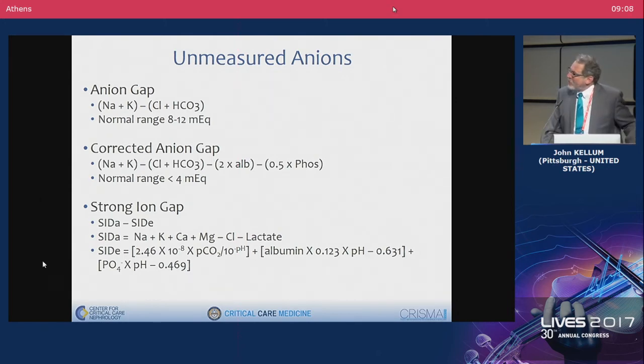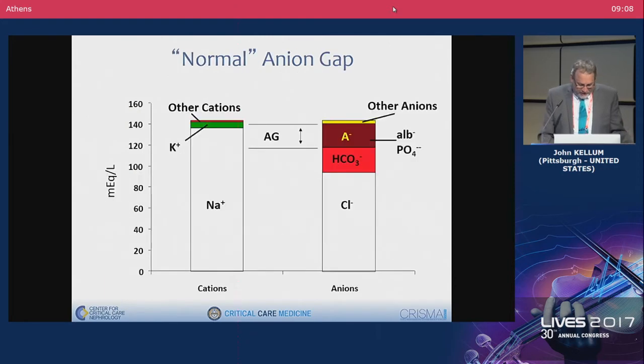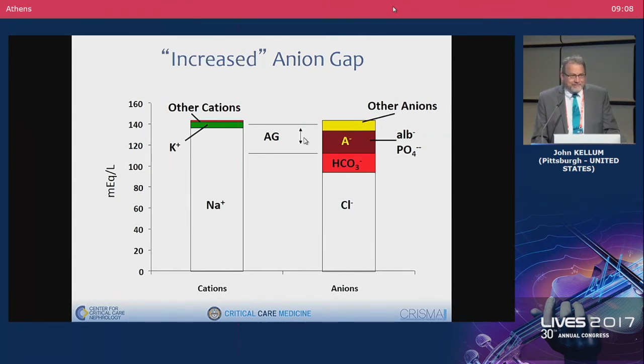Now, you can make it more sophisticated by measuring not the strong ion difference, but the strong ion gap, which I'll talk about in a moment. But here's the problem, right? I start out with a normal range, and I'm able to see a change in the anion gap because I add these other anions and the anion gap expands. This would be a normal person.